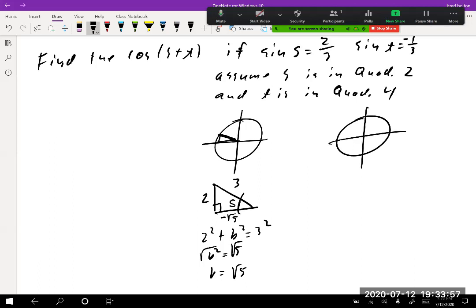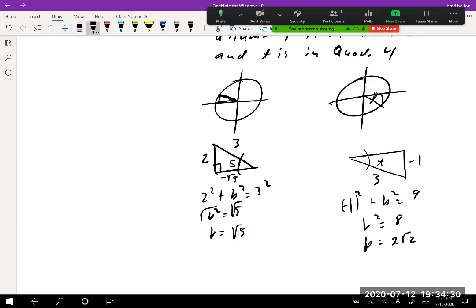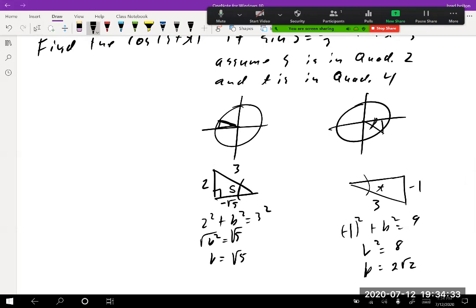Now, if we do T, they say it's in quadrant 4. So then we're going to have this triangle. And that's now T, this angle right here. So let's see here. Negative 1/3, so that would be opposite, negative 1 over hypotenuse of 3. So we would have 1 squared plus b squared equals 9. So b squared equals 8. So b equals 2 square roots of 2. So this would be 2 square roots of 2, but in this case, it's positive, okay?